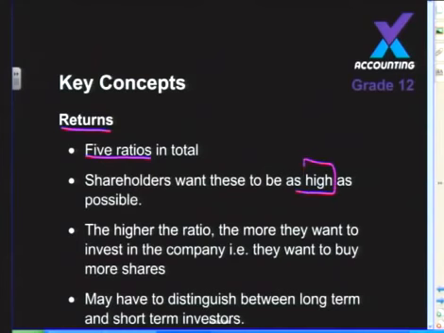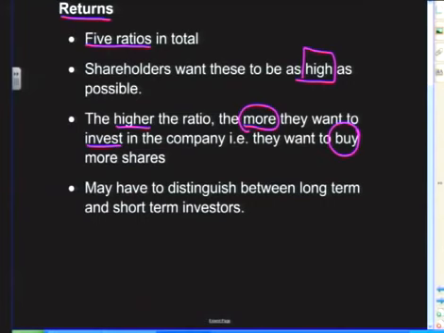Shareholders want these ratios to be as high as possible. So when you are comparing current year to previous year, you need to remember that. This ratio needs to be as high as possible. The higher the ratio, the more they want to invest in the company, the more they want to buy in the company. Right, let's just go down there a bit. Let's extend the page.